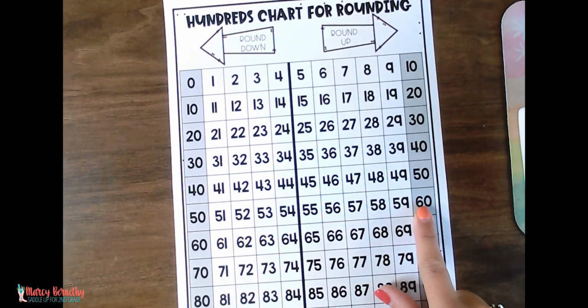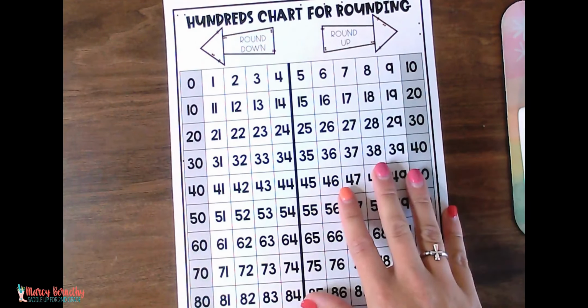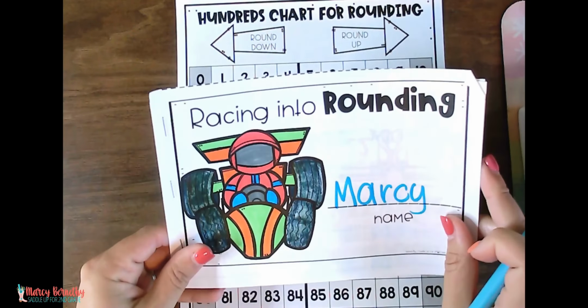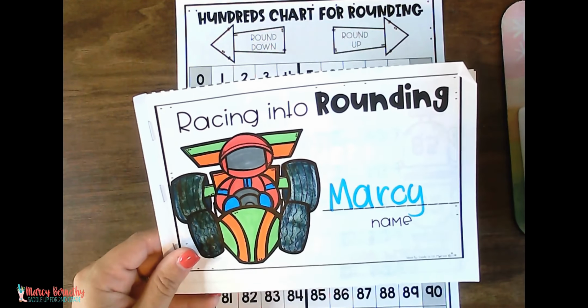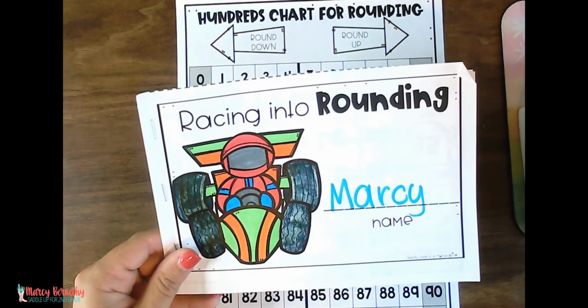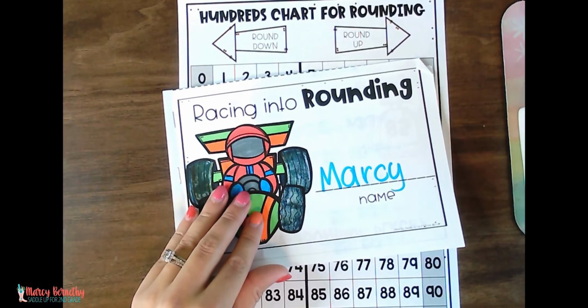Let me show you how I incorporate different activities using the hundredths chart for rounding. So if you own my 3rd grade place value and rounding unit, this activity is included. It is just a booklet that walks you through the steps for introducing rounding. So let's take a look.